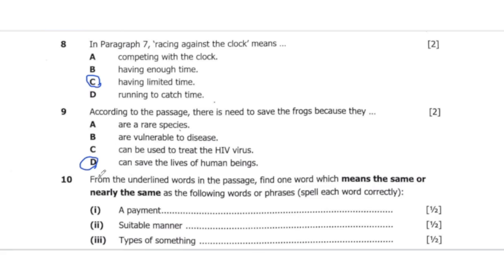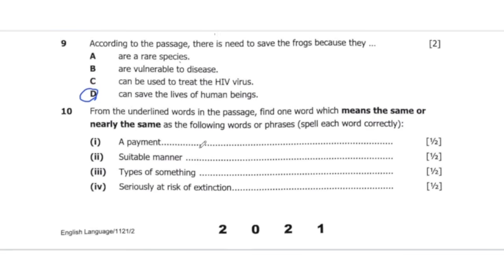So the correct answer is D, because we wanted to use their characteristic of being able to fight viral diseases, so that we can use them to cure viral diseases.